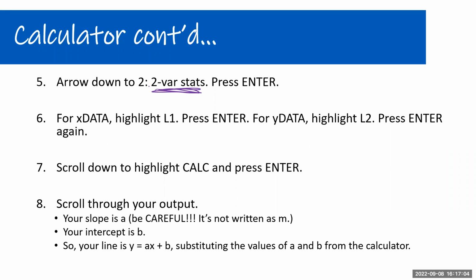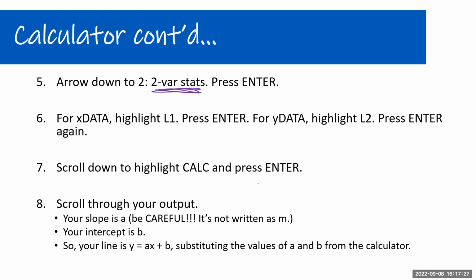Press enter, okay? When it asks you what your X data is, you want L1. That's usually correct by default, okay? Press enter and make sure that for Y data, it's L2. This is telling the calculator that, hey, my X's are in this first list and my Y's are in the second list. You want to scroll down to highlight calc and press enter.